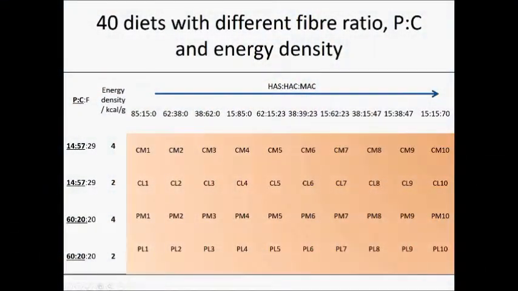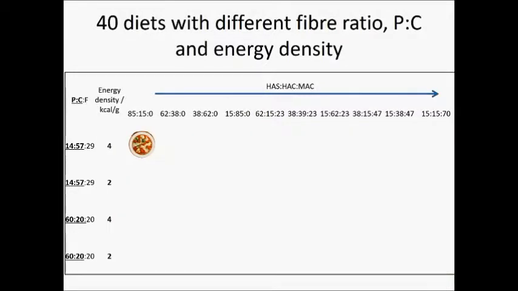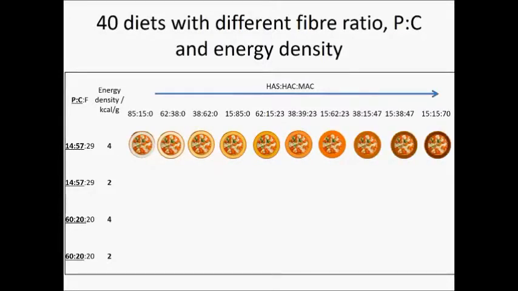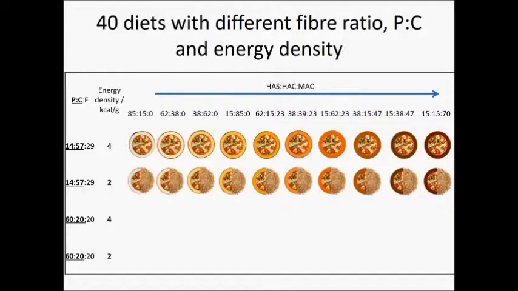To achieve these aims, we designed 40 different diets. We start from a low protein, high carbohydrates pizza with a lot of sauce and tomatoes topping. We then add different fiber components in the pizza base to change the HAS to HAC to MAC ratio. To reduce the energy density, we replace half the pizza with indigestible cellulose.